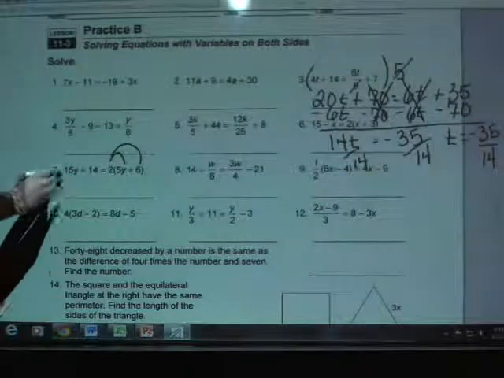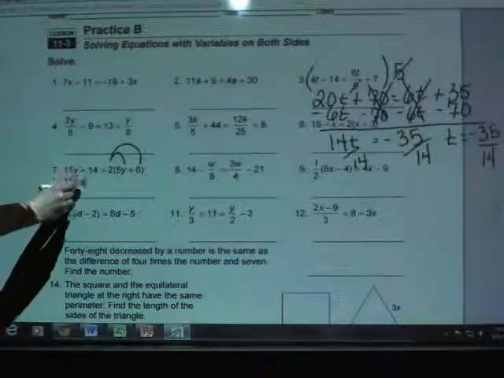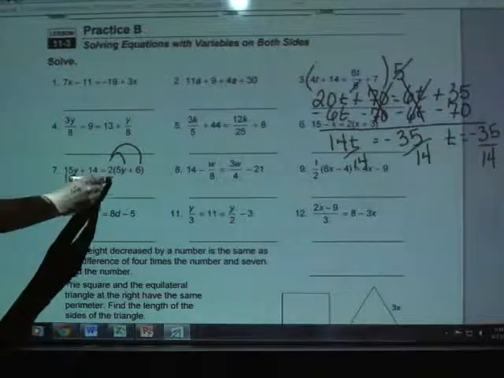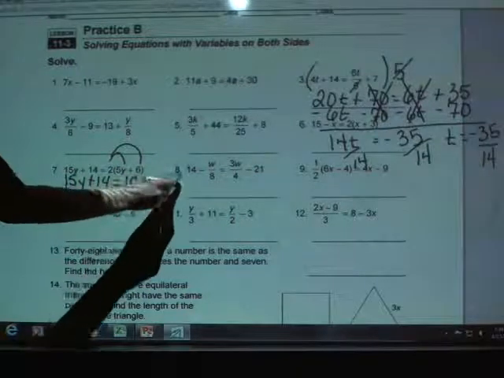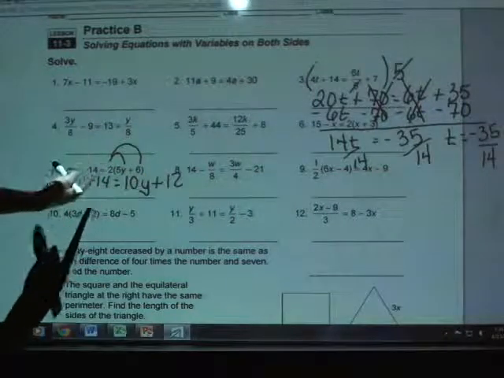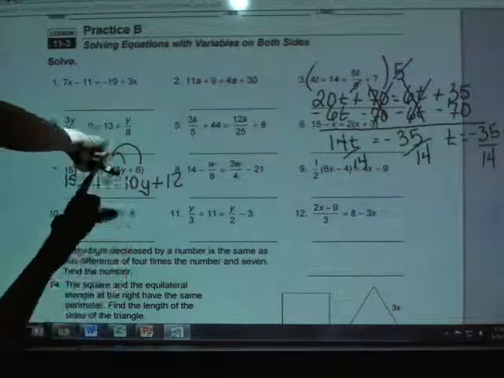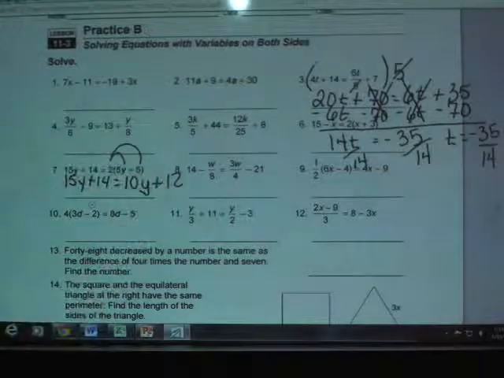to take care of the distributive property. So when I do that, that's going to give me 10y plus 12. 2 times the 5y, 2 times 5 is 10, and then 2 through to the 6, 2 times 6 is 12.